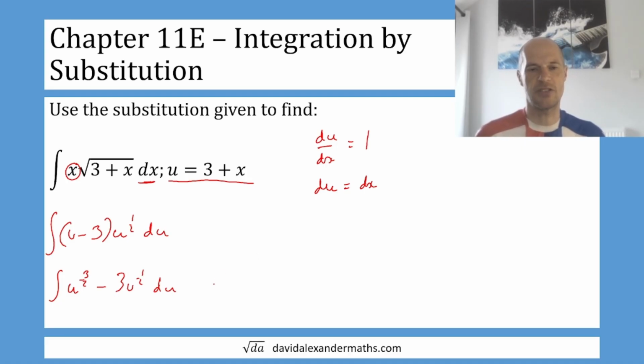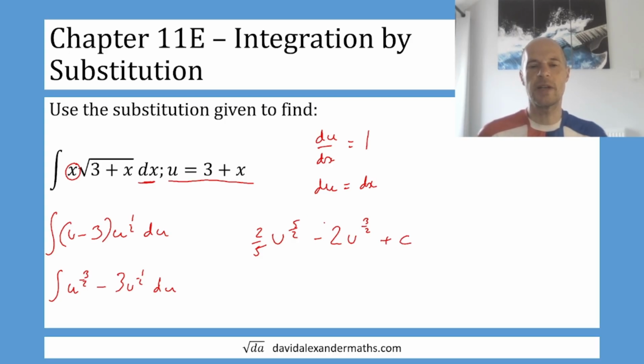Now, just remember, we haven't actually done any integration yet. So as ever, we're just going to increase the power by 1. So that's going to be u to the power of 5 over 2, divide by the new power. So that's going to be 2/5 u to the 5 over 2. And do the same with the other one. So u to the power of a half becomes u to the power of 3 over 2. So 3 divided by 3 over 2 is the same as 3 times 2 over 3. So it is 2. So take away 2 u to the power of 3 halves plus the c, of course.